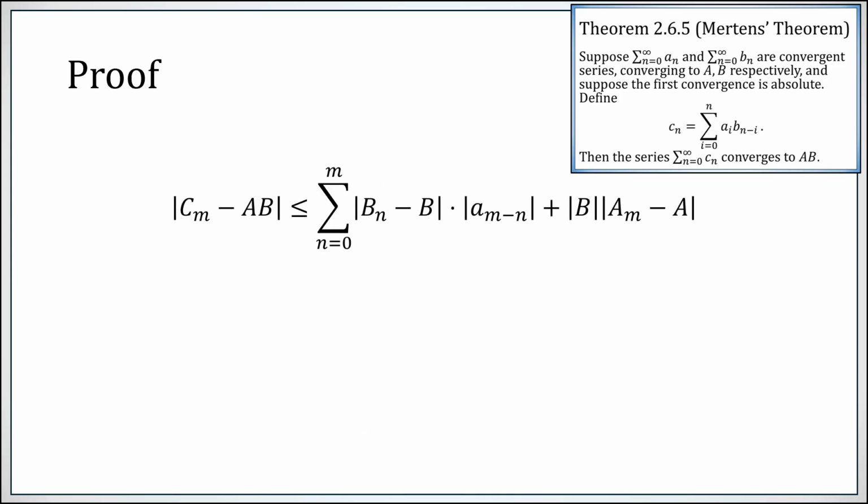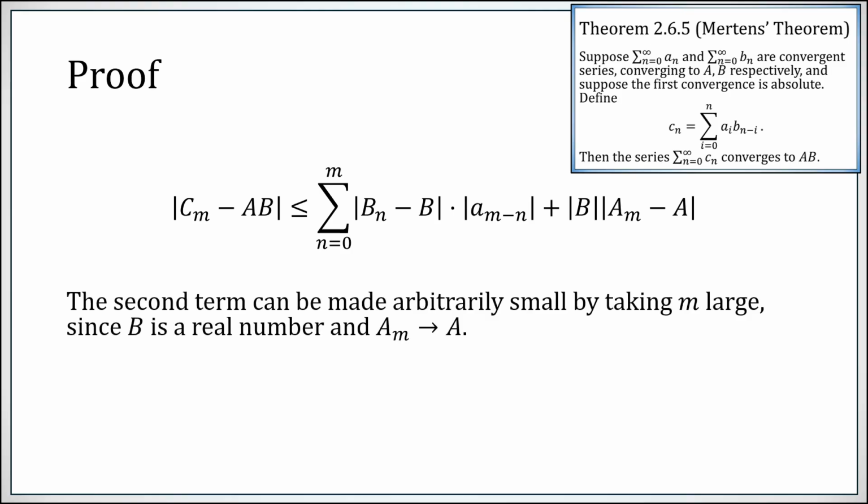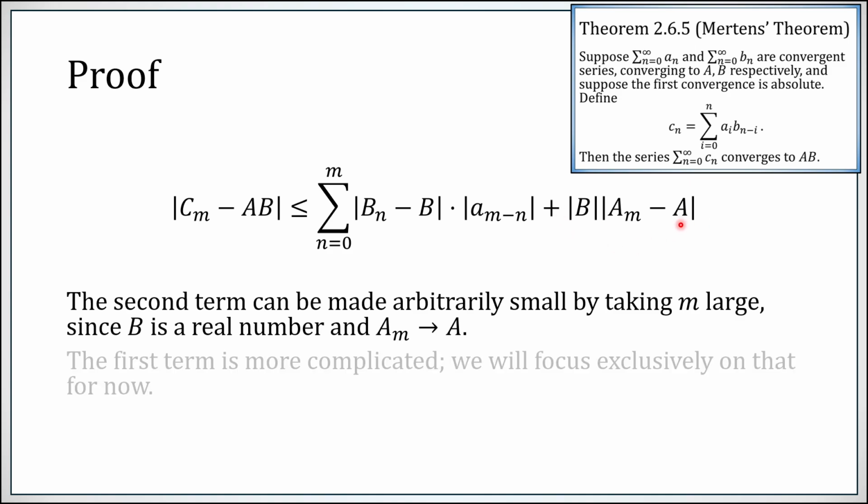So here's where we were at the end of the previous slide. Now this second term, this thing over here, remember that capital A sub m is a partial sum of this series, which is converging to capital A. So if little m is very big, I can make this as small as I want. And since capital B is just a constant, by making little m as big as I want, I can make this as small as I want.